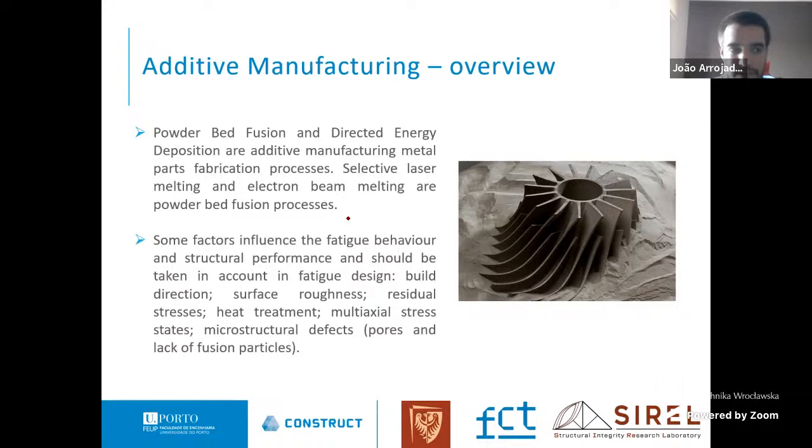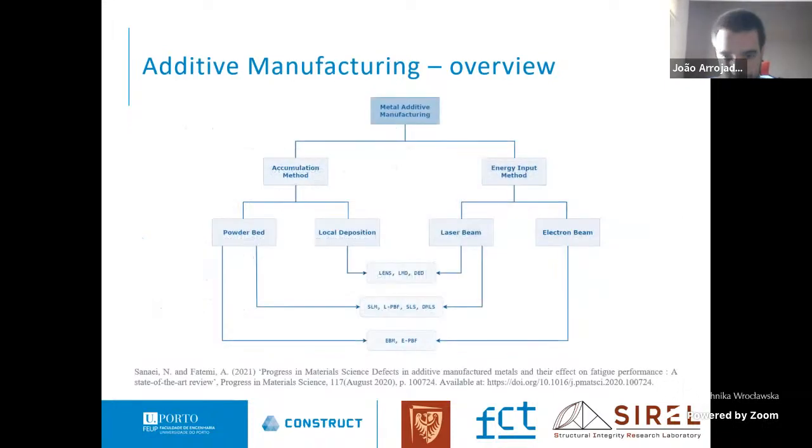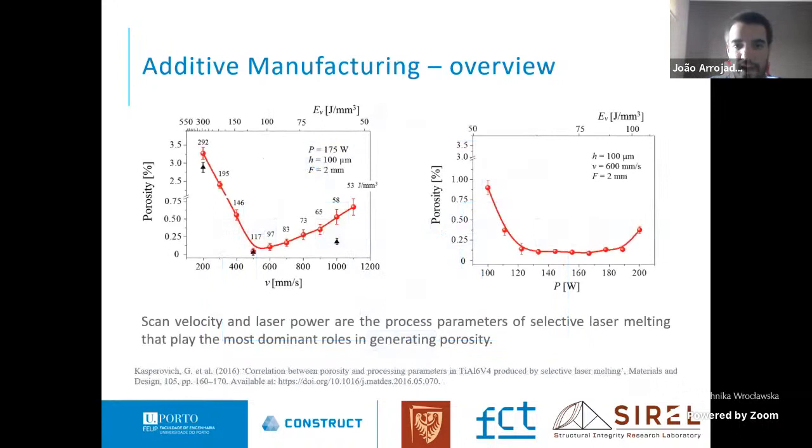Some factors influence the fatigue behavior and structural performance and should be taken into account in fatigue design: build direction, surface roughness, residual stresses, heat treatment, multi-axial stress state, and microstructural defects like pores and lack of fusion particles. So these factors will influence the fatigue life. This is just a brief chart of the additive manufacturing processes. And from the literature, I took some studies just to show the influence of these factors.